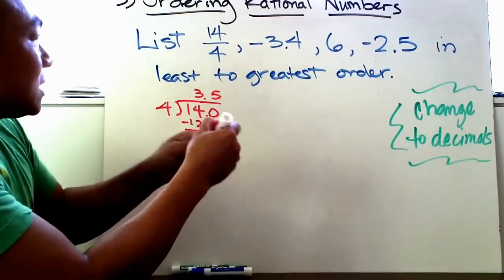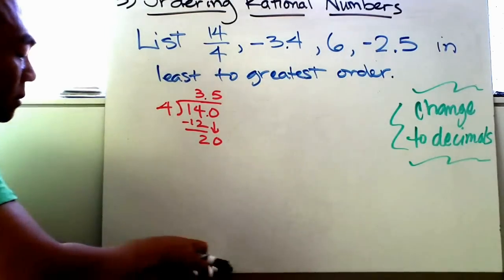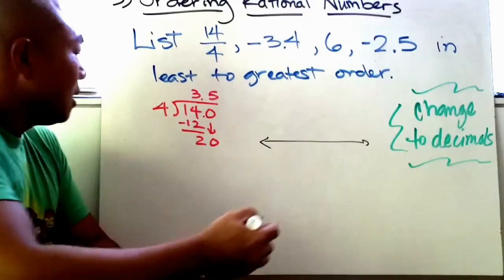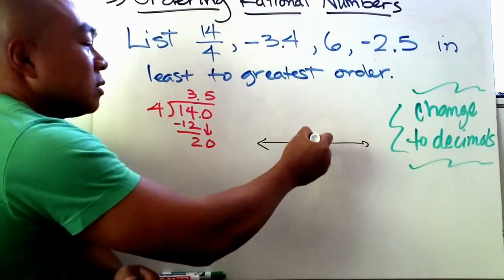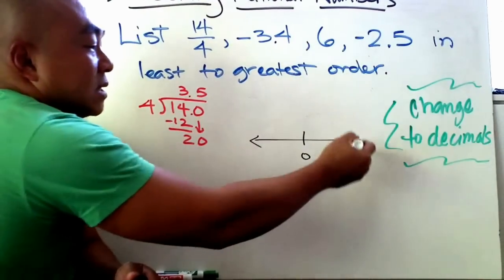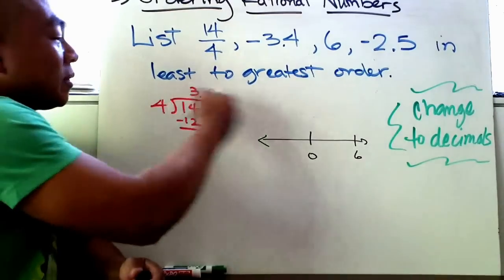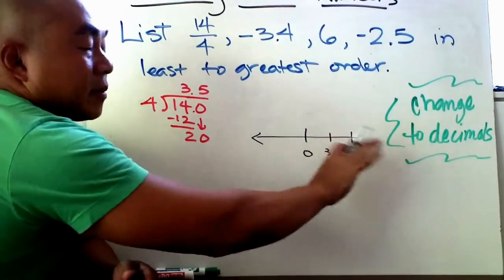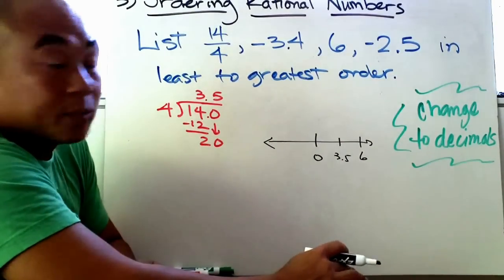And once we get this, it's actually quite easy to look at, and we can just use a number line. So let's draw a number line. And let's put in our certain numbers. Let's do 0, which is our nice one. Now we know that 6, that's an easy number, so let's put 6 all the way right here, because we know that's a positive 6. And we know that 3.5 is going to be somewhere in between, about in the middle, because we're only doing 4 numbers anyway.